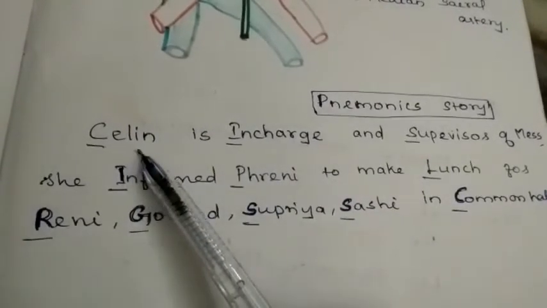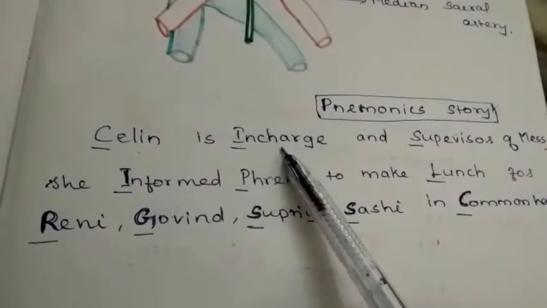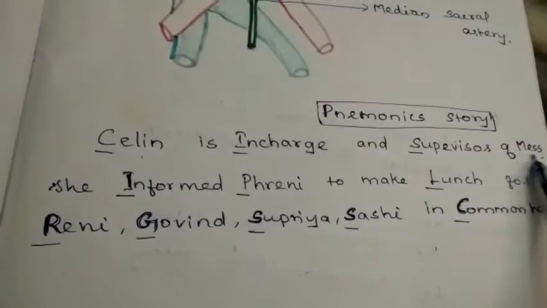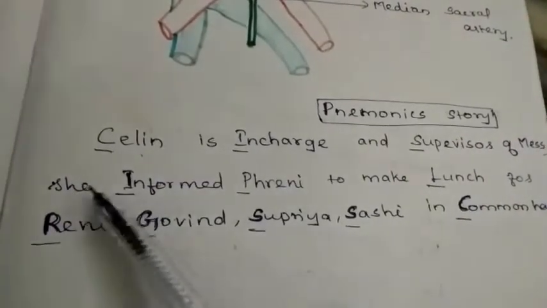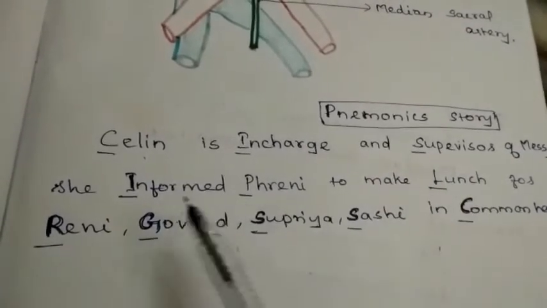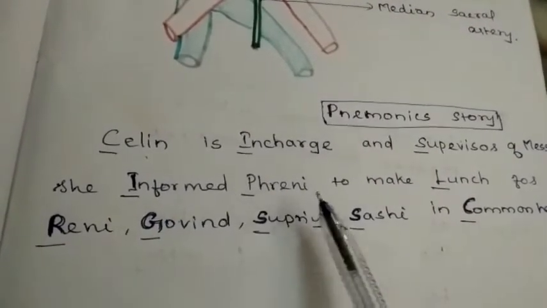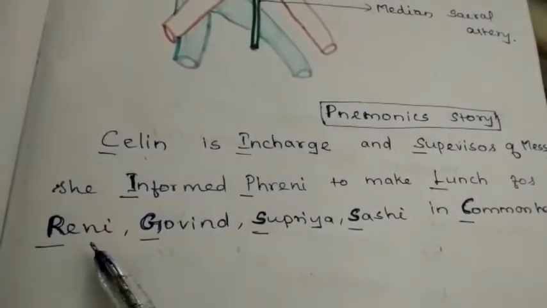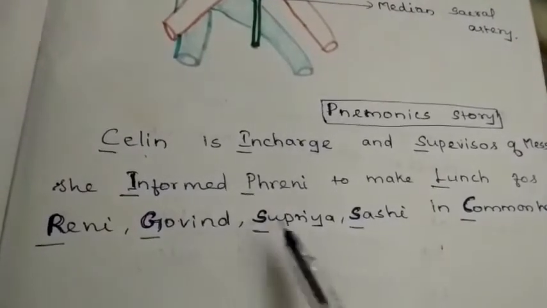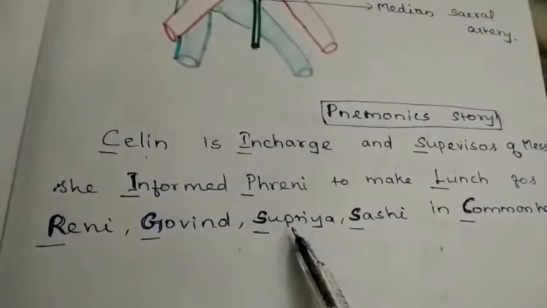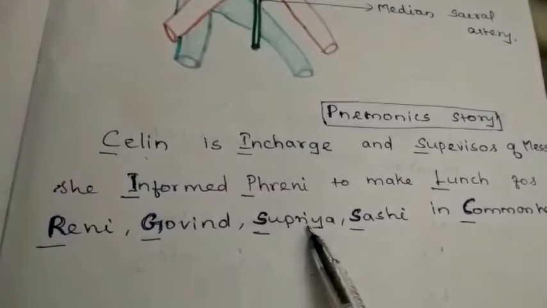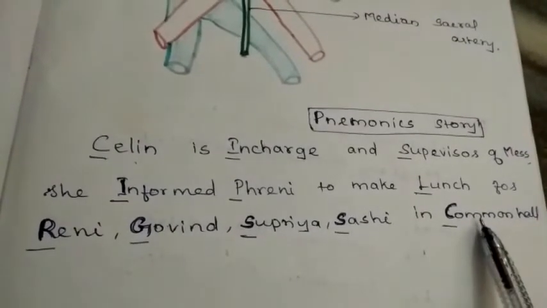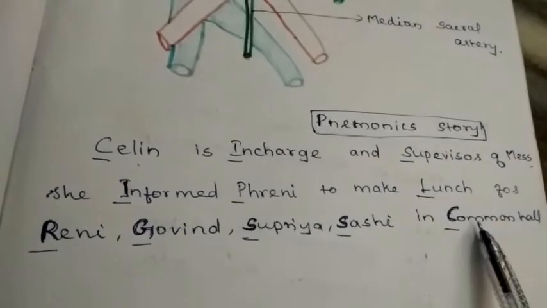Selene represents celiac trunk. In charge, inferior mesenteric artery. Supervisor, superior mesenteric artery. Mess refers to mesenteric arteries. She informed Freni to make lunch. Informed Freni, inferior phrenic artery. Lunch denotes lumbar arteries. Reni, renal artery. Govind, gonadal artery. Supriya, suprarenal artery, middle suprarenal artery. Sashi, median sacral artery. And common hall, common refers to common iliac arteries. Right and left common iliac arteries.